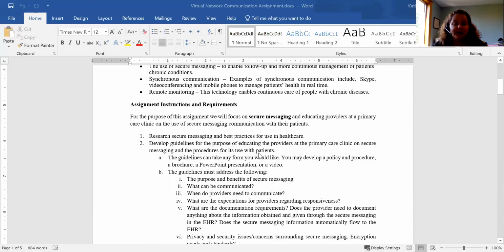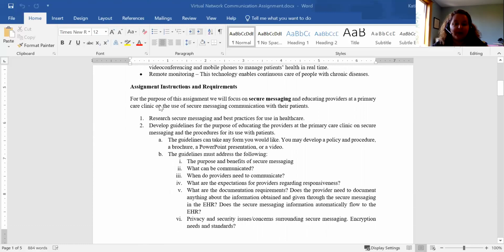And then what I really wanted to touch on was just some of these assignment instructions and the requirements. Our focus for this assignment is on secure messaging. I'm going to be looking for how you plan to educate providers at a primary care clinic on the use of secure messaging communication with their patients. The first thing that you should do is really research secure messaging, what it is, the different forms of secure messaging, the best practices for use in healthcare, and those kinds of things.